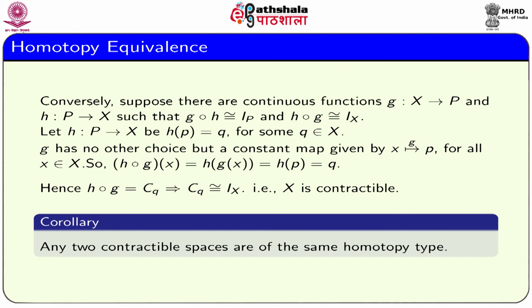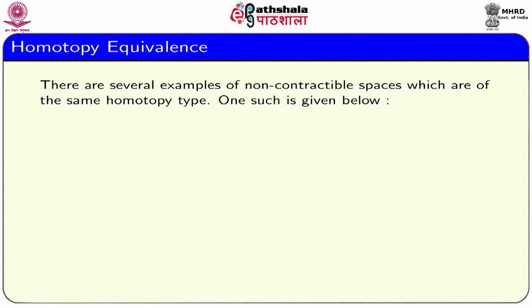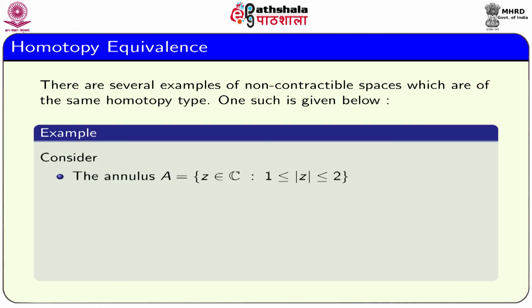So from this theorem we get a corollary that any two contractible spaces are of the same homotopy type. There are several examples of non-contractible spaces which are of the same homotopy type. One such is given here.